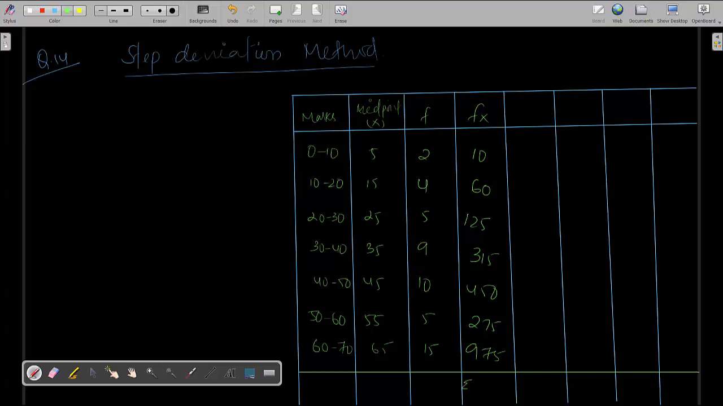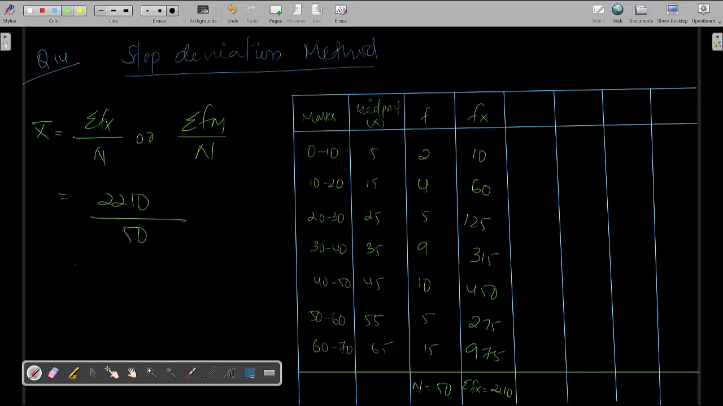So sigma fx is equal to 2210, right? And the f value here is 50. So n here is 50. The sum of the frequency is n equal to 50, and the sum of fx is equal to 2210. Now let's find the mean here. We'll be needing the mean to find the variation. So sigma fx by n, or most of you have studied sigma fm by n. Both are the same. So 2210 by n, which is 50. If you divide this, you will get 44.2. So the mean value here is 44.2.